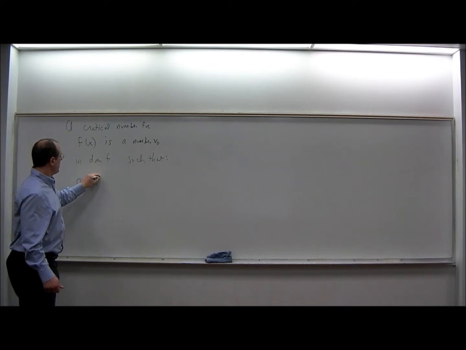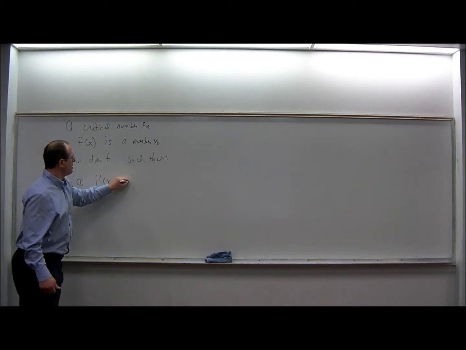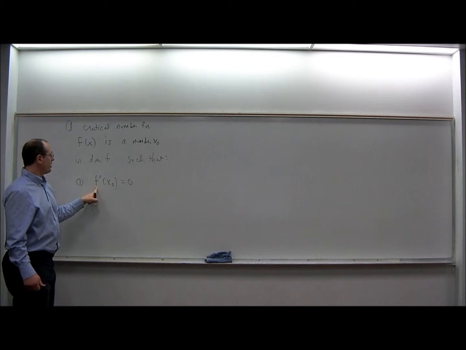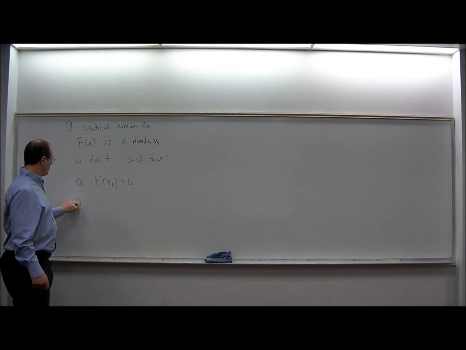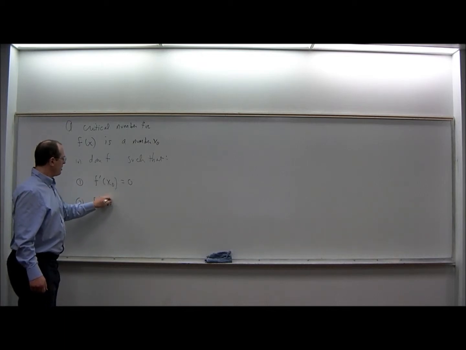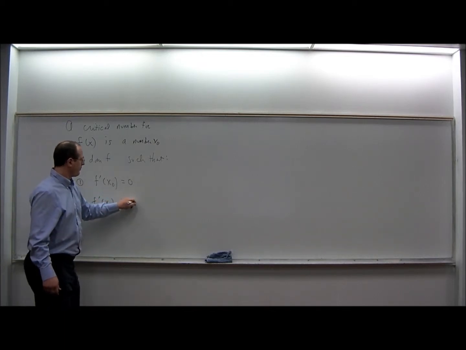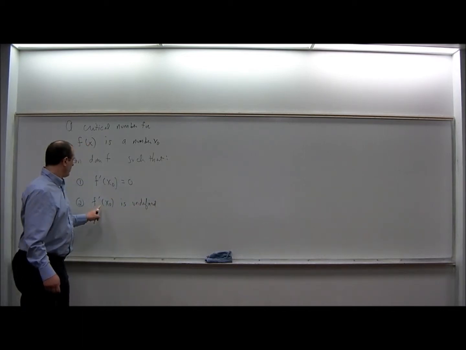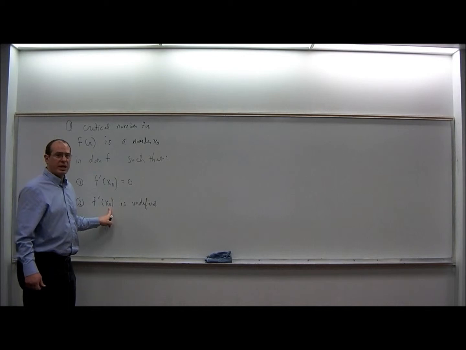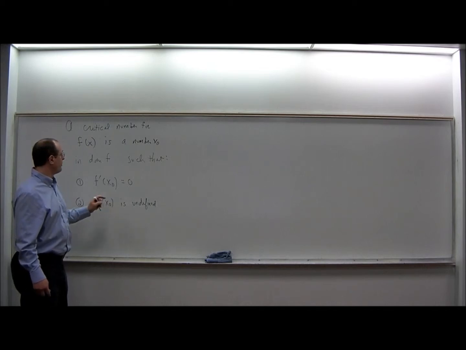Either one, f prime of that number is equal to 0, so that the curve y equals f of x has a horizontal tangent line, or f prime of x0 is undefined, so that f is not differentiable at x0. Maybe the function has a corner point at x equals x0, or maybe the curve has a vertical tangent line at x equals x0.